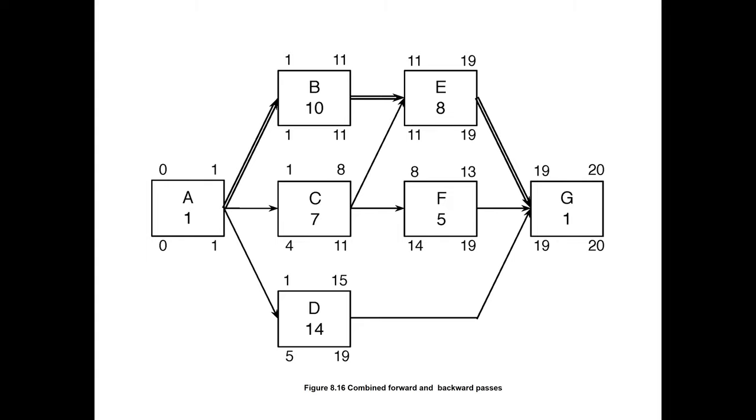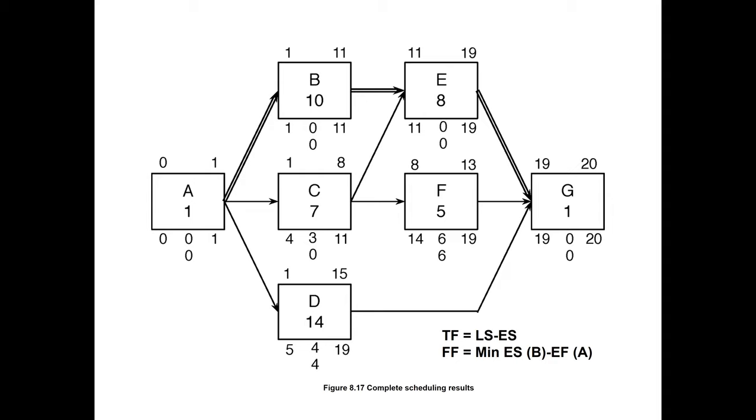Now that we have the forward pass and backward pass, the early start, early finish, late start and late finish for each activity are all shown. Then we can calculate the total float and free float. Total float is late start minus early start, and we write it in the middle at the bottom of the activity. For B, late start is one and early start is one, so one minus one is zero. For C, four minus one is three, at the bottom of C. And for D, total float is five minus one, so it's four, at the bottom of D in the middle, where we have the late start and late finish time.